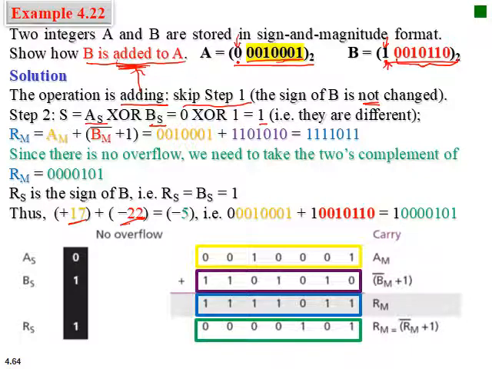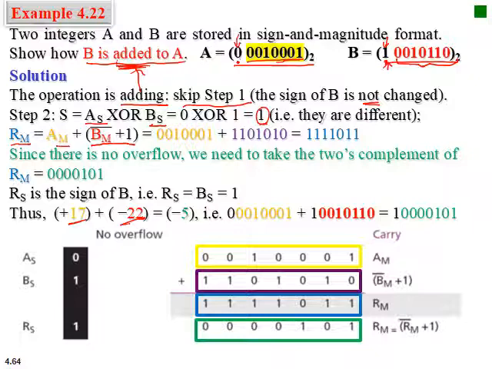Okay. Now, what we need to do next is to calculate the result's magnitude. Because we're at this specific stage where the XOR result was 1, we know we can't simply add the magnitude of A and the magnitude of B. We must add the magnitude of A and first the 2's complement of the magnitude of B. Alright, so how does that look?